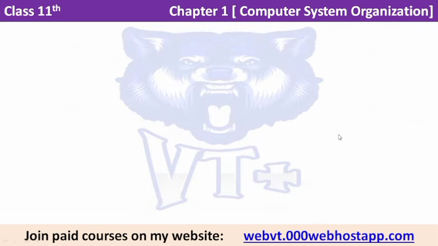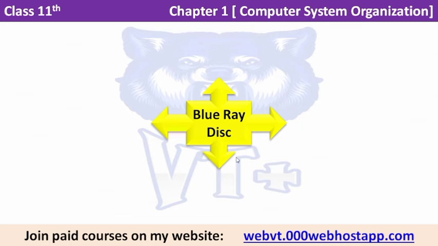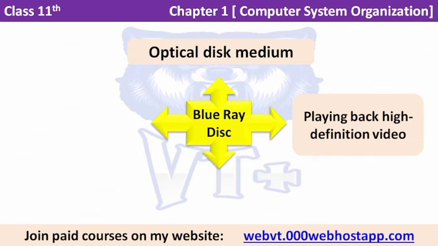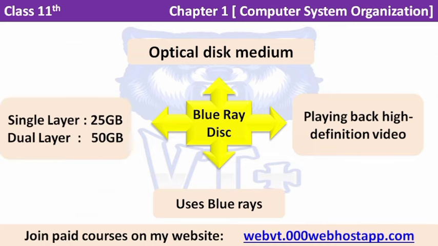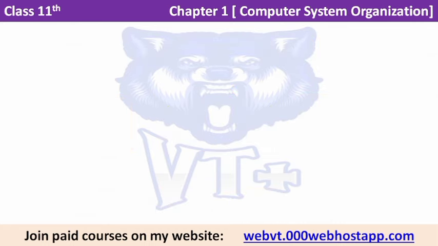Now we see the second secondary memory. This is the Blu-ray disc. A Blu-ray disc is a high-capacity optical disc medium developed for recording, rewriting, and playing high-definition video. It uses a Blu-ray laser that permits a large amount of data to be stored at a greater density. A single layer disc can hold 25 GB and a dual layer disc can hold 50 GB, and this is the image of a Blu-ray disc you can see.